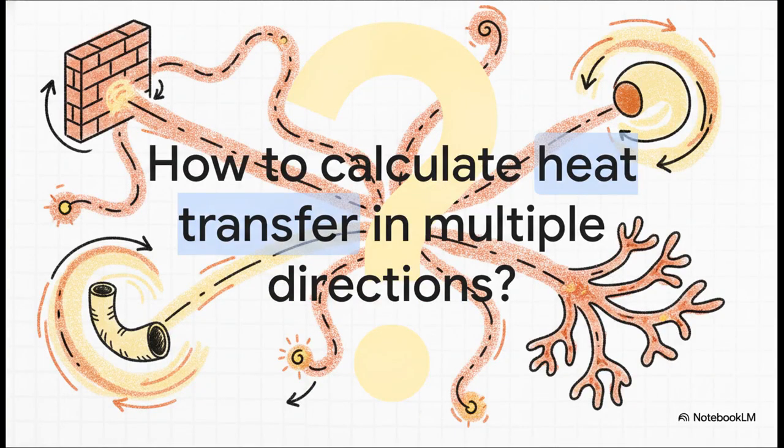Think about it. In reality, heat doesn't just politely march down a single straight path. No way. It spreads out. It radiates through corners, wraps around buried pipes, and just generally flows everywhere all at once. So the big question we're tackling today is, how do we actually calculate heat transfer when it's moving in 2 or 3 dimensions simultaneously? Let's dive right in.